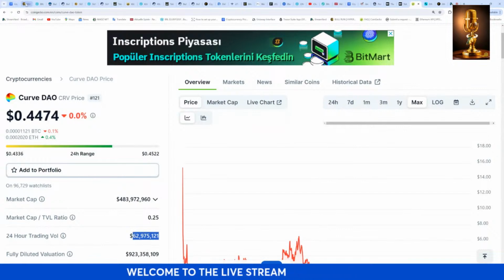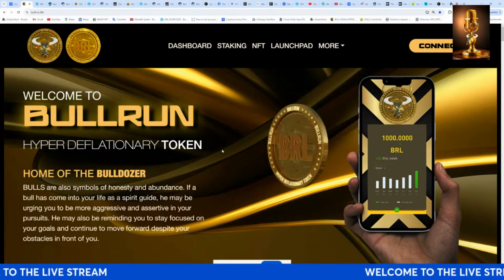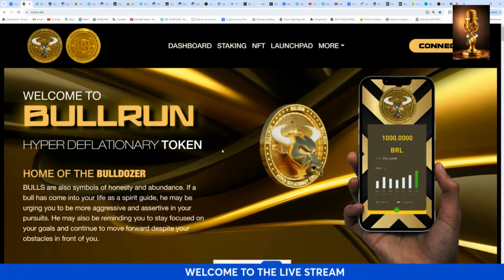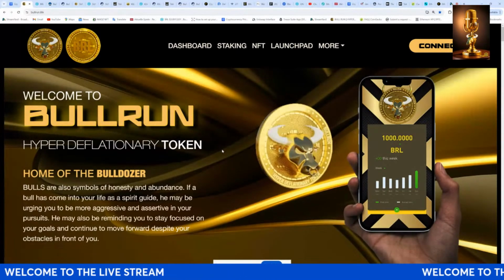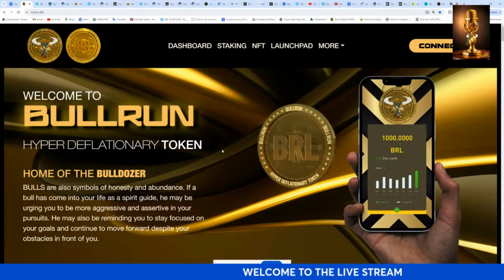The question today was, what is tokenomics and why is it important? I hope that this session today gave all the answers to these questions of what is tokenomics and why is it important. So this is the message for today, community.